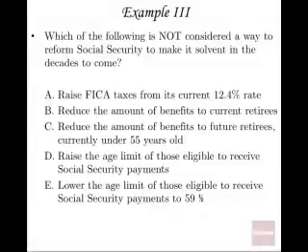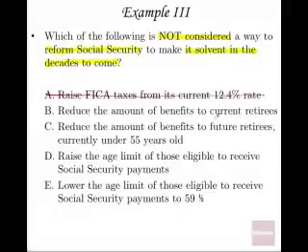Which of the following is not considered a way to reform Social Security to make it solvent in the decades to come? And again, there are a lot of different ways to do that. I mentioned a couple that are possible ways to reform Social Security. What is not one of the methods? Raise FICA taxes, which stands for Federal Insurance Contributions Act, which is basically another way of saying Social Security tax. To raise FICA taxes from its current 12.4% rate. That is possible, so this is not a correct answer.